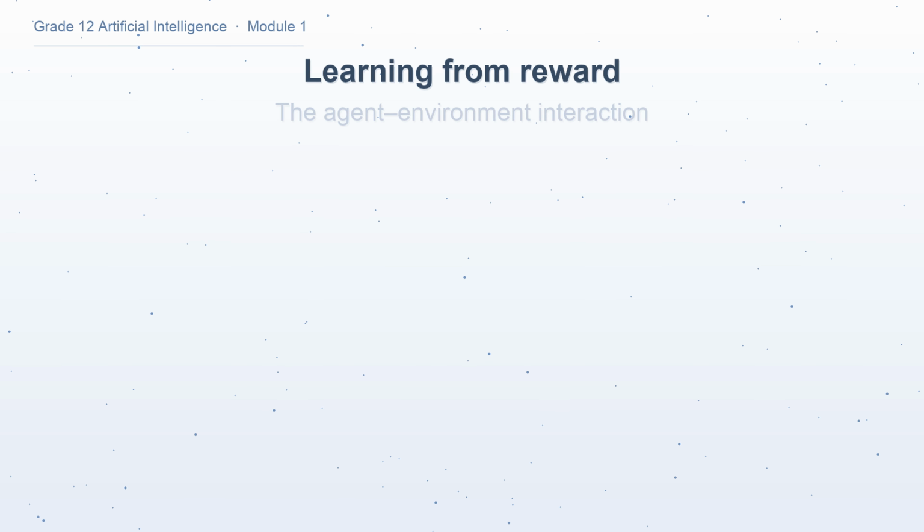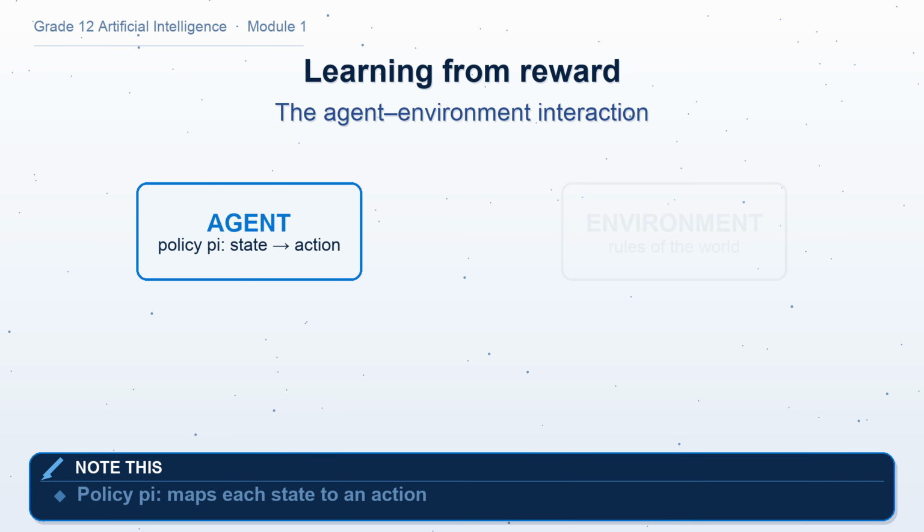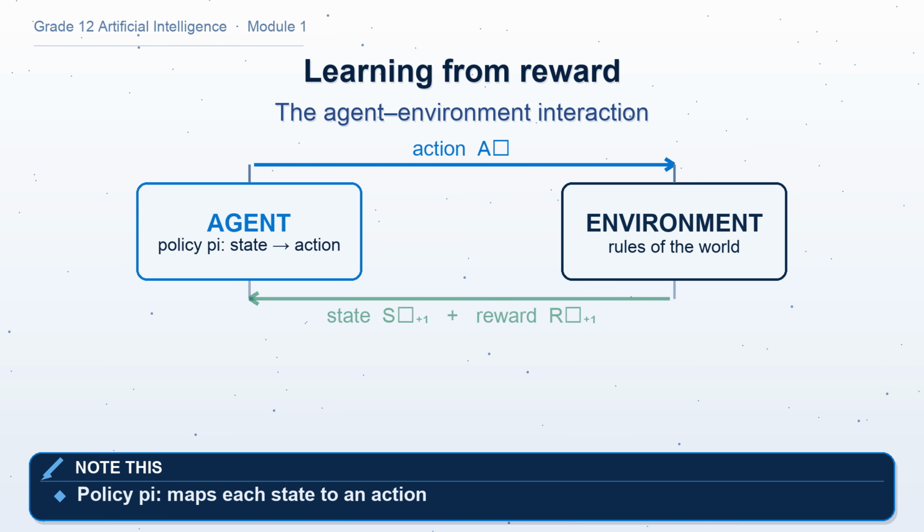Reinforcement learning describes an agent interacting with an environment step by step. At each step, the agent observes the current state and chooses an action according to its policy. The policy, written as the Greek letter pi, is the agent's rule for mapping a state to an action. The environment responds. It returns the next state and a single number called the reward, which says how good that step was. The agent's goal is not to grab the largest reward right now.